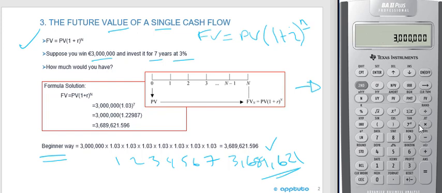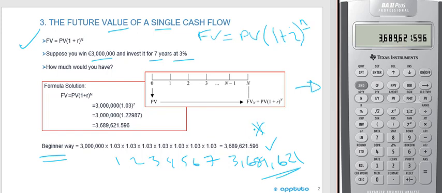3 million times 1.03 times 1.03, that's 2, times 1.03 cubed times 1.03 to the fourth times 1.03 to the fifth times 1.03 to the sixth times 1.03 to the seventh, and I'm going to get the exact same number, 3,689,621.